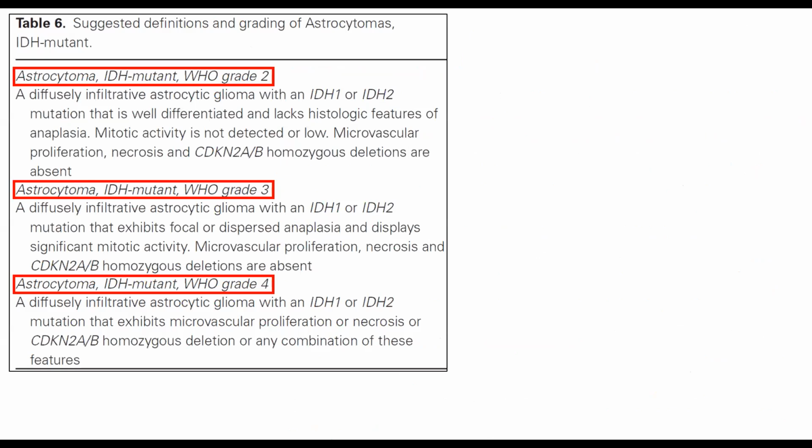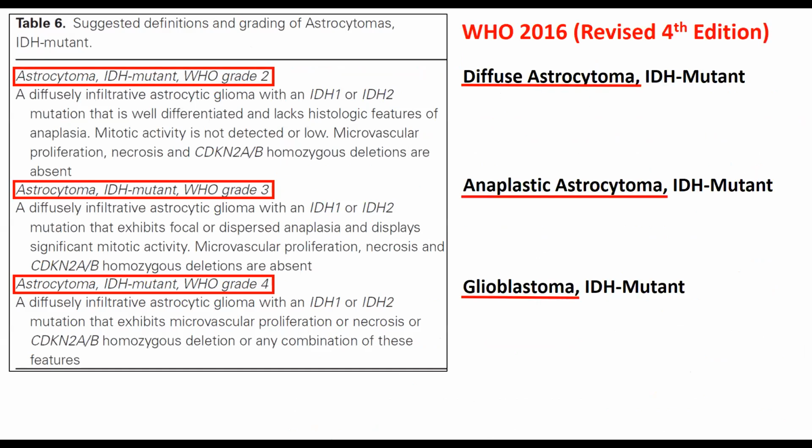Look at the titles of the 3 grades. Astrocytoma, IDH mutant grade 2. Astrocytoma, IDH mutant grade 3. Astrocytoma, IDH mutant grade 4. Here's the corresponding 2016, or revised 4th edition, nomenclature: diffuse astrocytoma, anaplastic astrocytoma, glioblastoma. Gone. History. They're history now, and you can reference the cIMPACT update paper. Totally gone. Diffuse, anaplastic, glioblastoma. You like that?